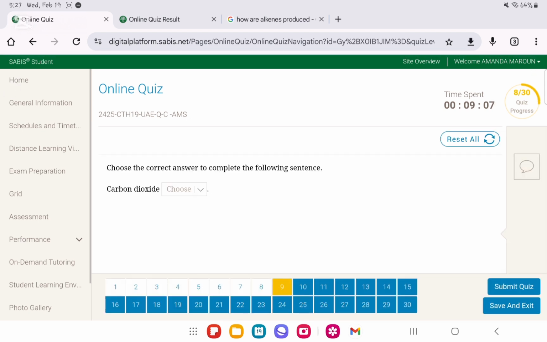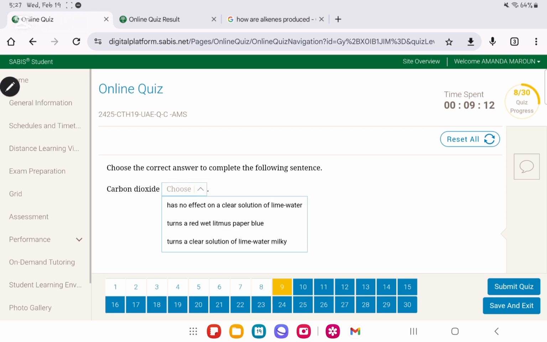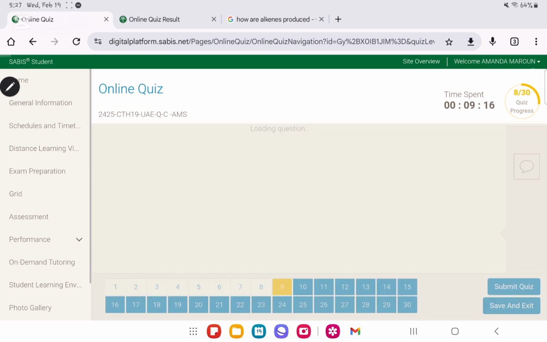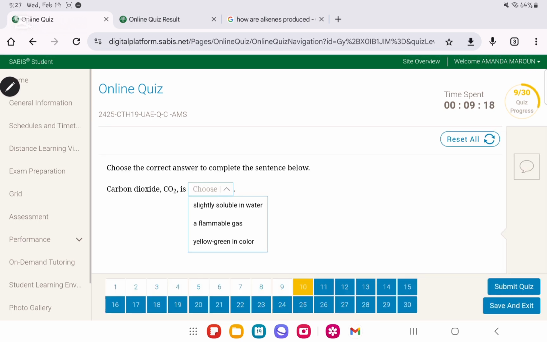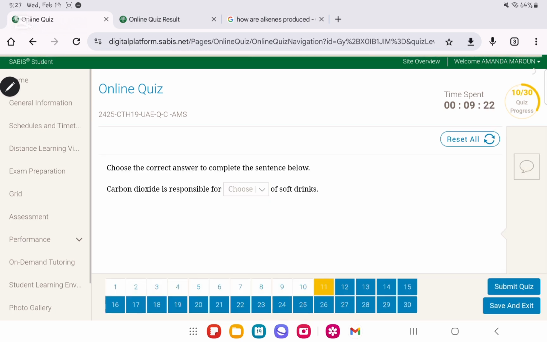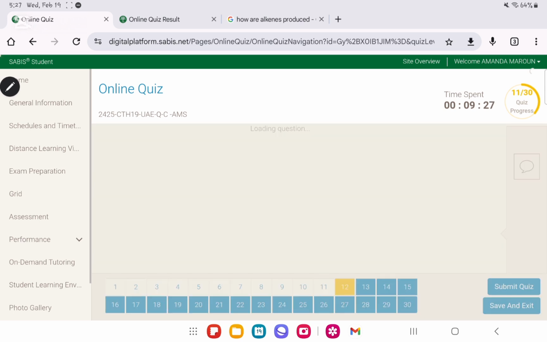Okay, we move on to question number 9. They said choose the correct answer to complete the following sentence. Carbon dioxide. What about carbon dioxide? When you pass carbon dioxide on lime water, it turns it milky. Carbon dioxide, CO2, is slightly soluble in water. These you guys should have memorized. Carbon dioxide is responsible for the fizzing action of soft drinks, for sure.